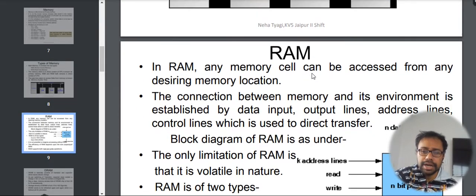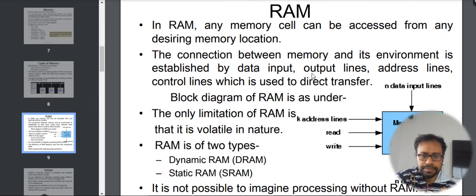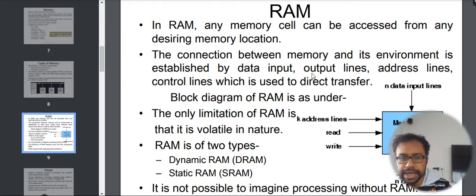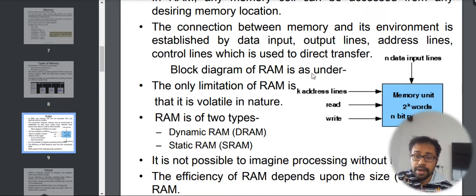Now we will understand RAM in particular. In RAM, any memory cell can be accessed from a desired memory location. The connection between memory and its environment is established by data input, output lines and address line. Beside the RAM where you attach, you will see different lines coming out. There are two different lines. One is the address line of memory. Another is the read and write function following the address line of memory.